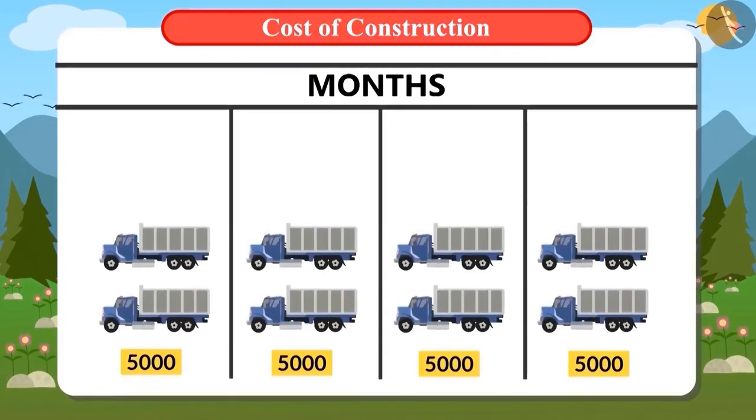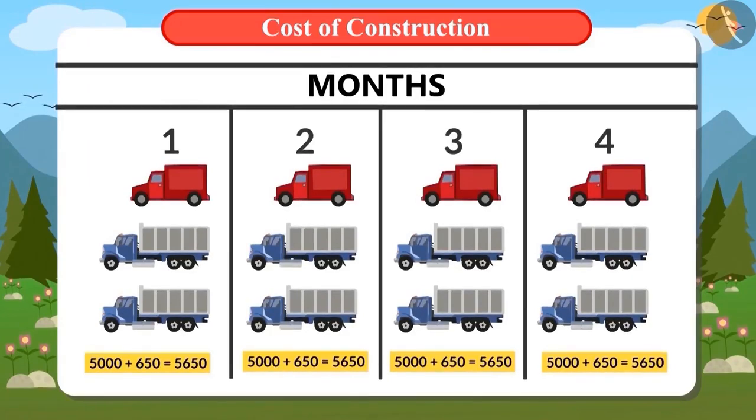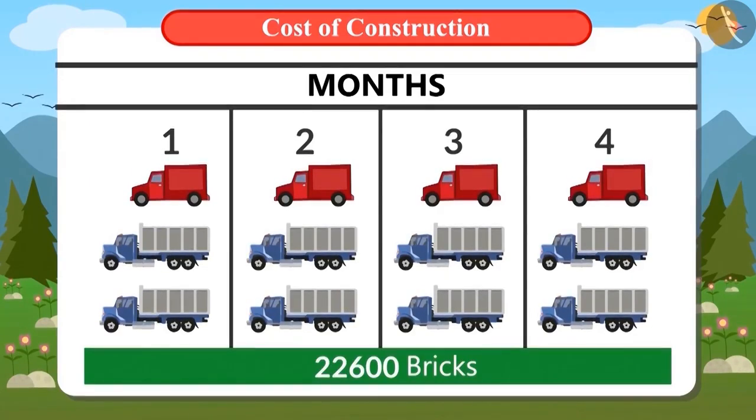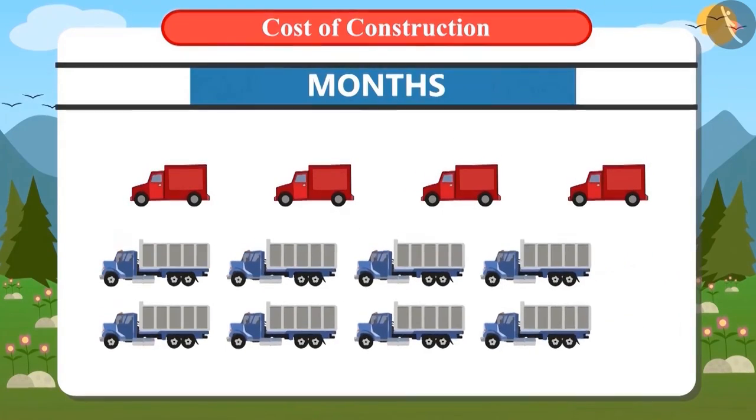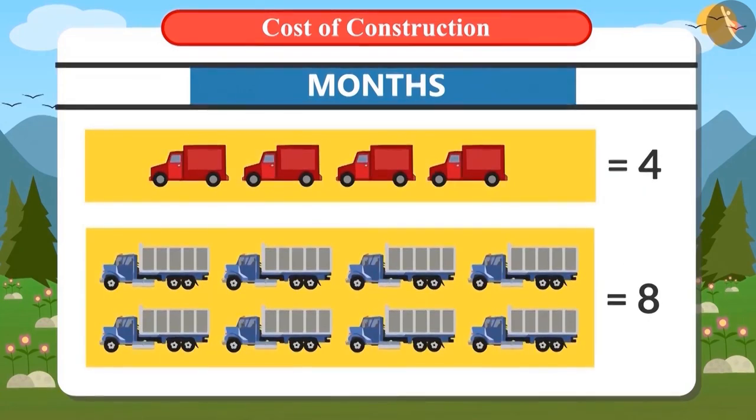If we are to purchase 2 big trucks and 1 small truck of bricks every month, then 22,600 bricks can be purchased in 4 months. So we have to purchase a total of 8 big trucks and 4 small trucks of bricks in 4 months.